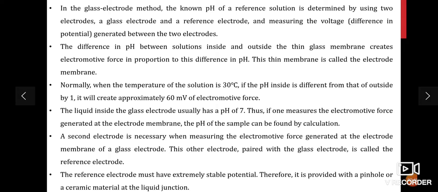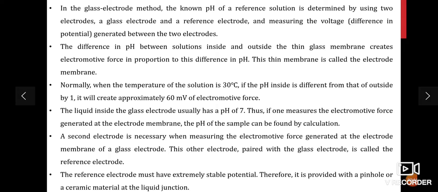Normally, when the temperature of the solution is 30 degrees Celsius, if the pH inside is different from that outside by 1, it will create approximately 60 millivolts of EMF. The liquid inside the glass electrode usually has a pH of 7. Thus, if one measures the electromotive force, that is EMF, generated at the electrode membrane, the pH of the sample can be found by calculation.